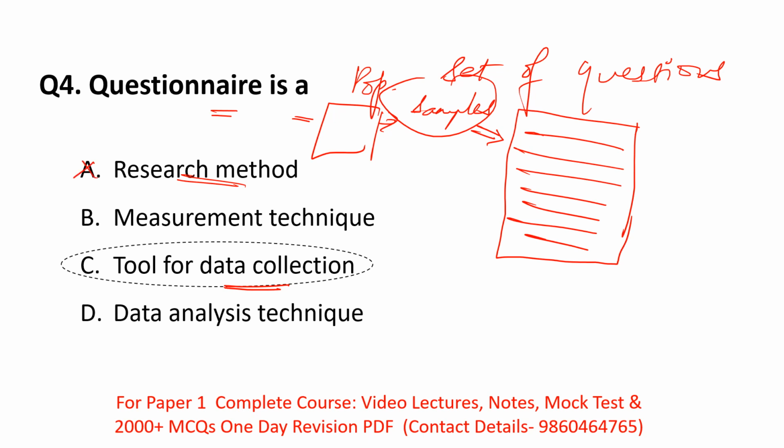Then option B is measurement technique. No, a questionnaire is not a measurement technique. Measurement means you are measuring something, doing calculation. So option B is also incorrect. Then option D, data analyzing technique. No, you are not analyzing, you are just collecting data. So option D is also incorrect. The correct option is option C, questionnaire is a tool for data collection.